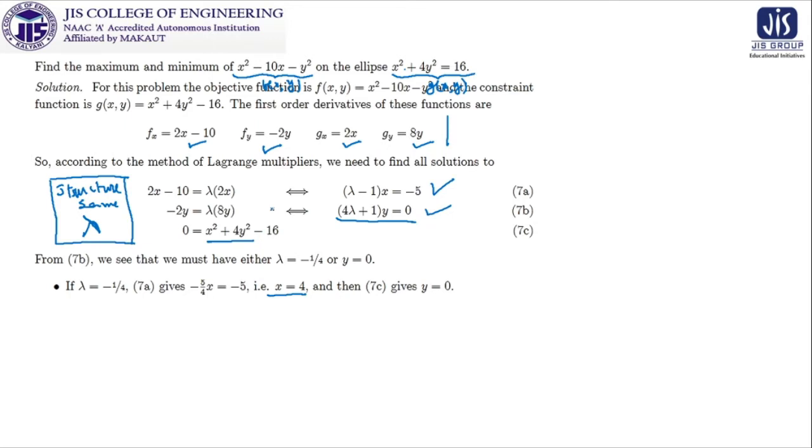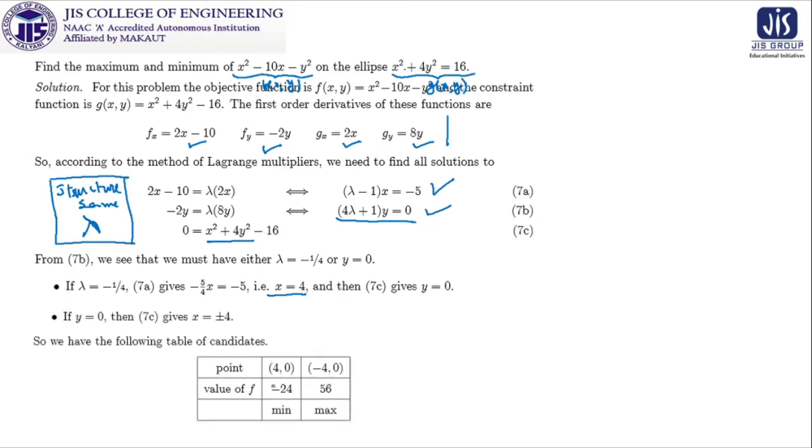Clear? Now what we get is, if y equal to 0, then this one will give you x equal to plus minus 4, because we have both options, lambda equal to minus 1 by 4 and y equal to 0.